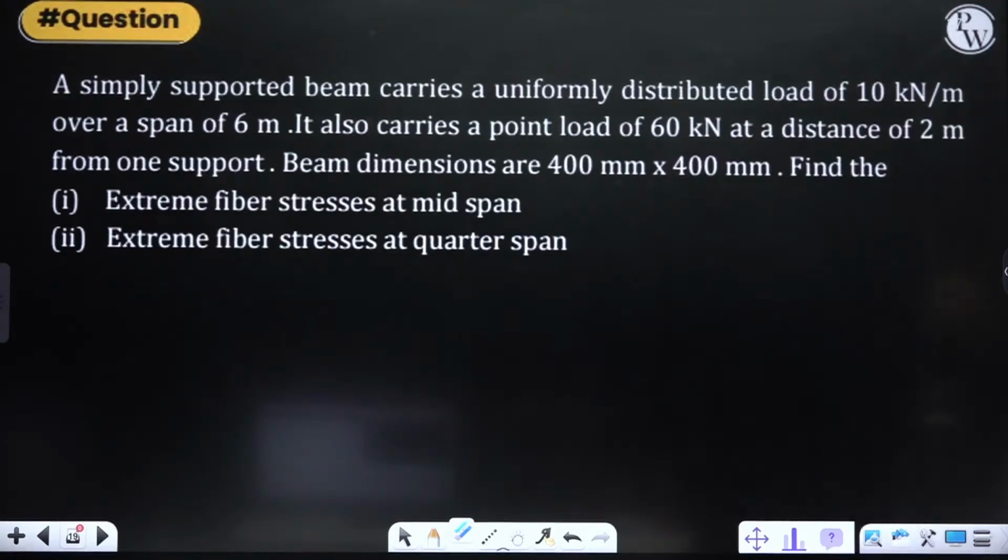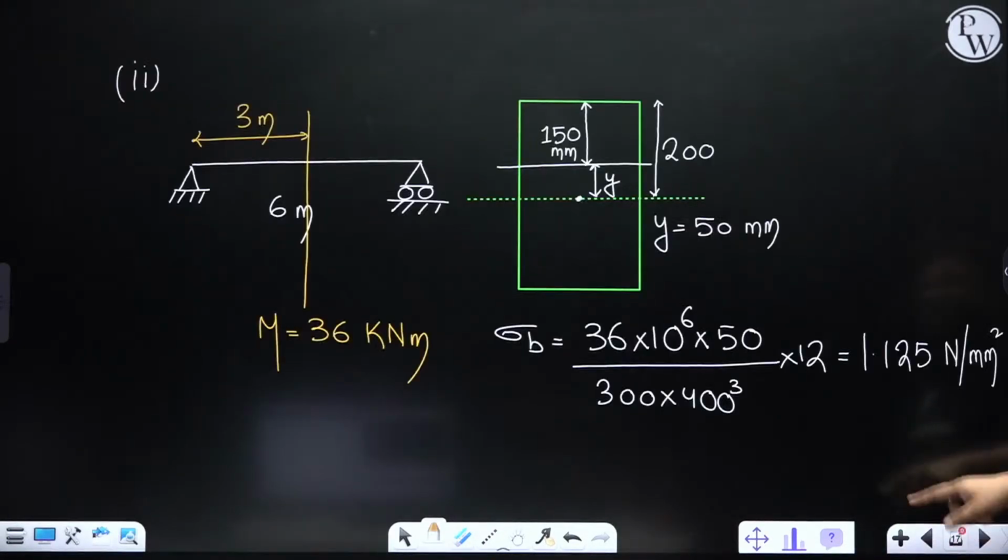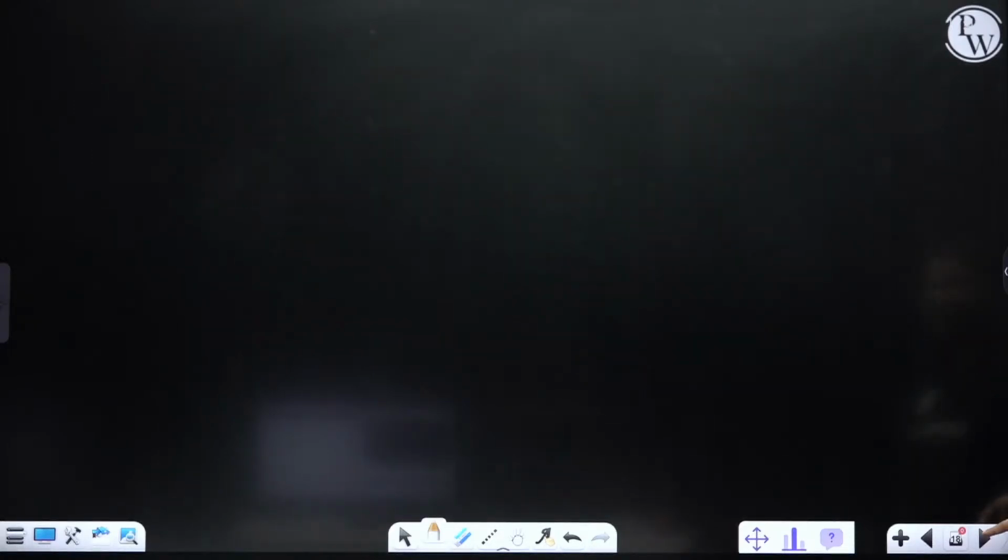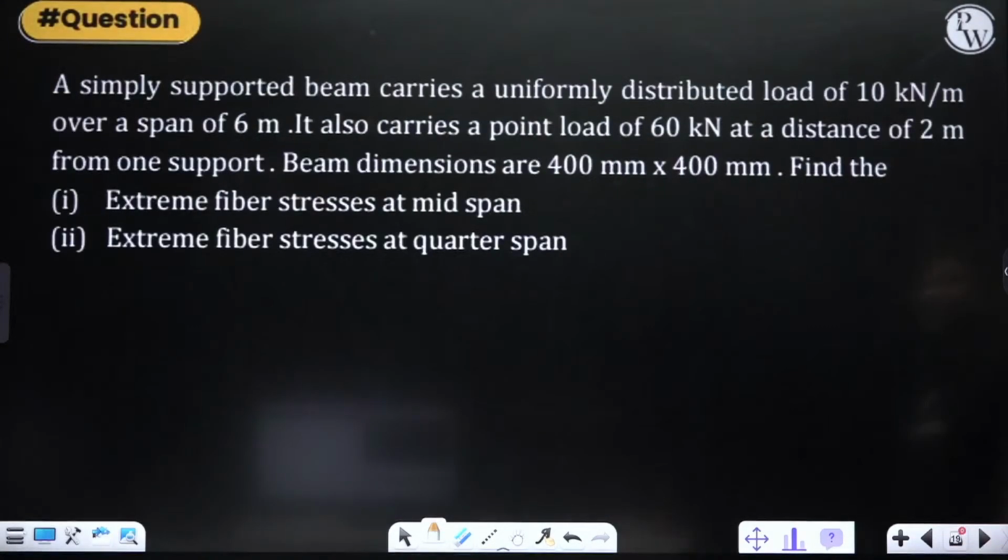They can ask you extreme fiber stresses. This was not extreme fiber, this was in between the beam, right? So these were in between the beam. So extreme means top or bottom. So if you are interested in finding top and bottom stress, what is written?